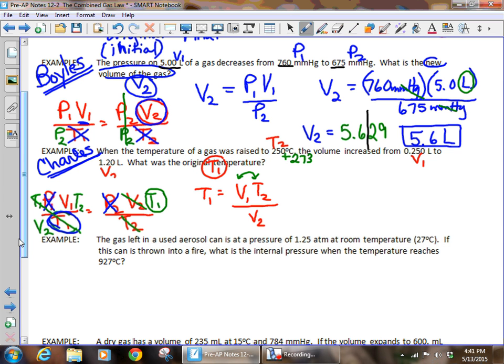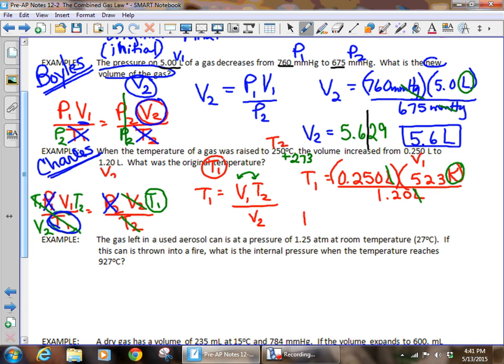Multiplies out, 2 times 3 is the same as 3 times 2, so it won't matter. But now we plug and chug. T1 is equal to V1, which is 0.250 liters, times T2. Add that 273, and we get 523 kelvins. And then V2 is on the bottom. That's our 1.20 liters. Liters will cancel. Left with kelvins, which is a valid unit for temperature. So it looks like we did a good job.